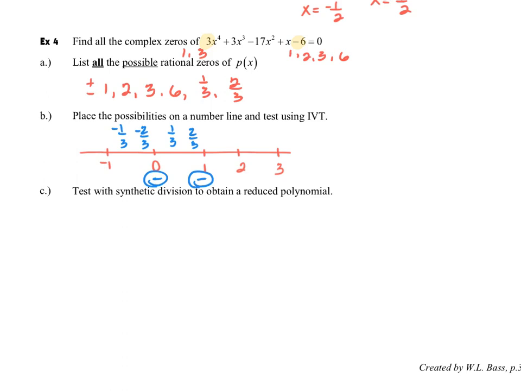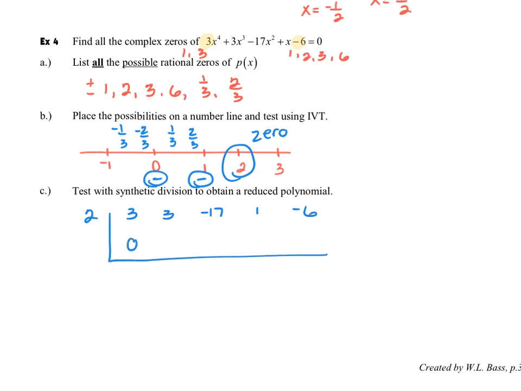I'm going to check that 2 real quick, and sure enough, if I actually calculate f of 2, what I find is that it equals 0. So this one is a 0. So instead of getting a sign change between two integers, I actually got a sign change right at an integer, which means I can just do my synthetic with that value, and that will sometimes happen for us. So I'm going to set up this synthetic. I've got my 3, my negative 17, my 1, and my negative 6. Quick, do that synthetic division.